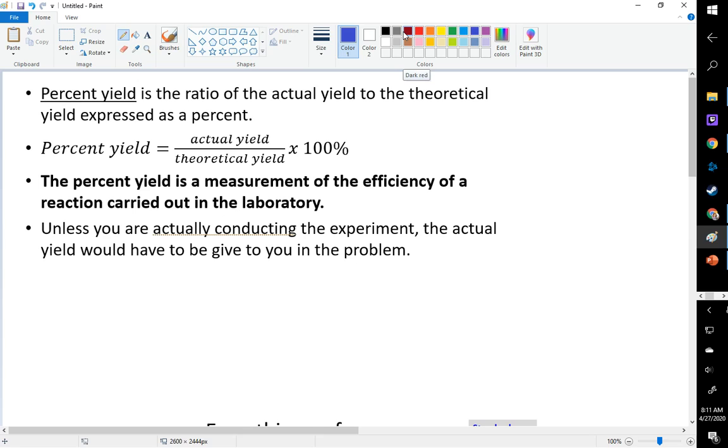So the thing about this is that your actual yield, oh, my tablet turned off. The actual yield comes from what you do in the experiment. So this would be what you physically make. Your theoretical yield is always whatever you calculate.